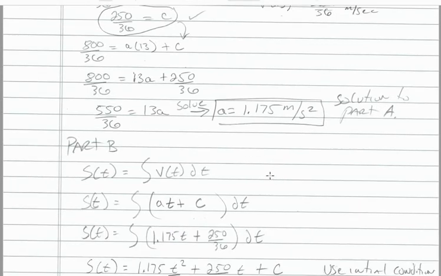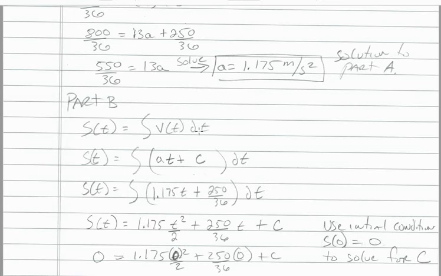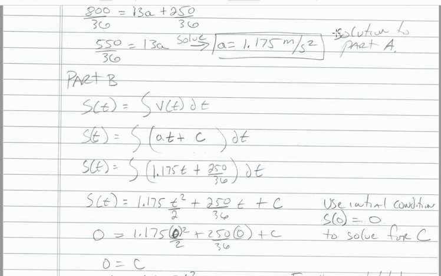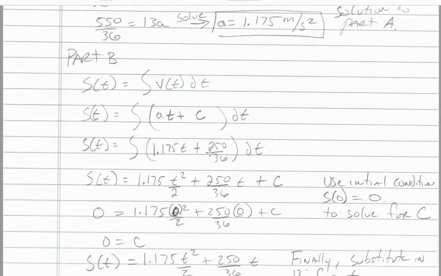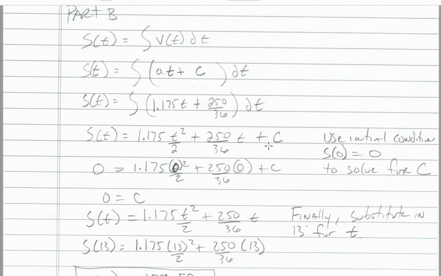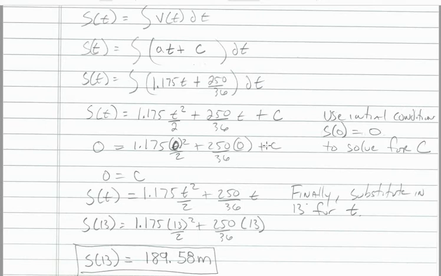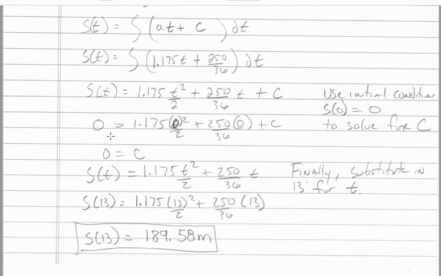We want to find position. Position means that we are going to integrate velocity to get position. Well, velocity is at plus c, and now we know what a is. We found a in part 1, it's 1.175. So we're going to integrate 1.175t plus 250 over 36, because that's our initial c right there. You should all be able to integrate this, we've done multiple examples integrating that. Now, the key is that we have that other initial condition. Our position, we know it's 0 at time 0, it's starting, so that c is equal to 0.